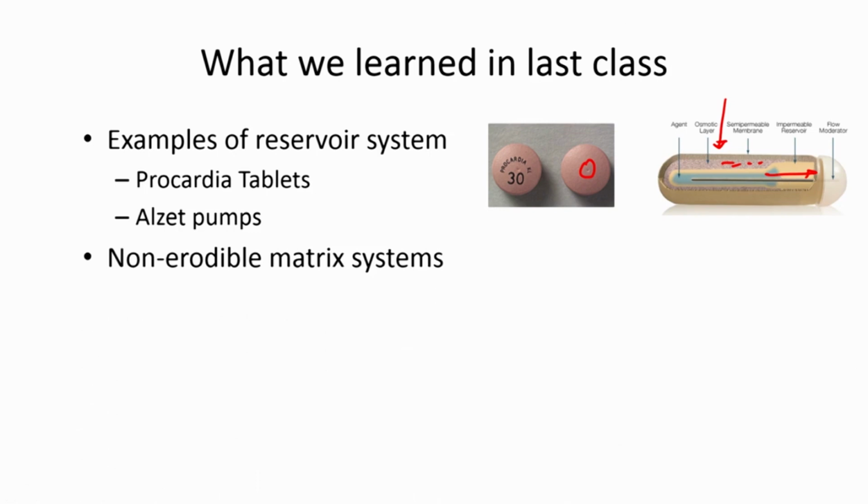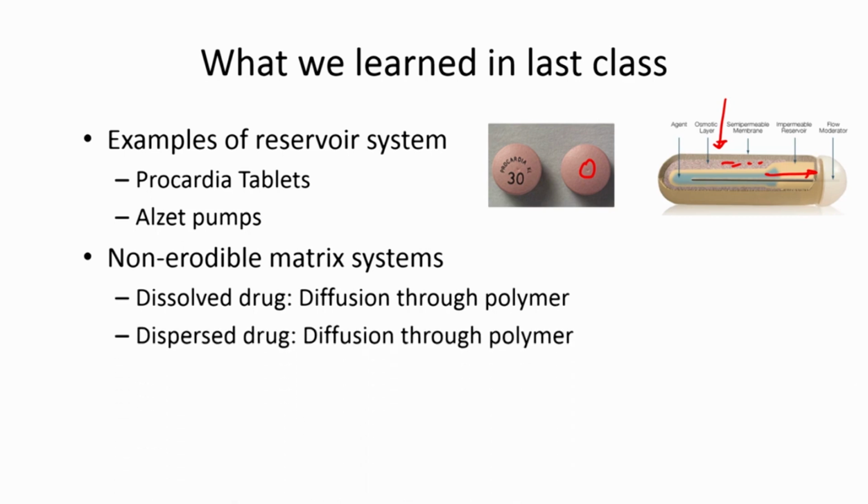Then we talked about non-erodible matrix systems. These are systems which do not erode, but the drug is suspended or dissolved in them. Instead of relying on water coming in and driving the drug out, it is essentially just diffusion of the drug through this matrix. In this case we have 4 different cases, out of which we discussed 2 last time. One was that the drug is dissolved and distributed throughout the polymer, and the drug can diffuse through the polymeric chains everywhere.